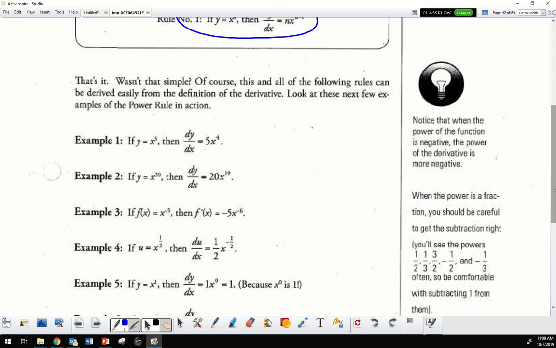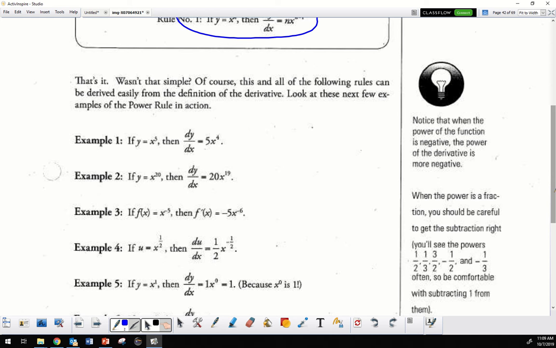Notice when the power of the function is negative, the power of the derivative is more negative. The reason it says more negative is that it's getting a bigger negative. If it's a negative exponent, when you move it back to the denominator, it becomes a bigger number. Every time you subtract 1, it gives you a bigger number. So if it's negative 2, it becomes negative 3 after you do the derivative. That's what it means by more negative.